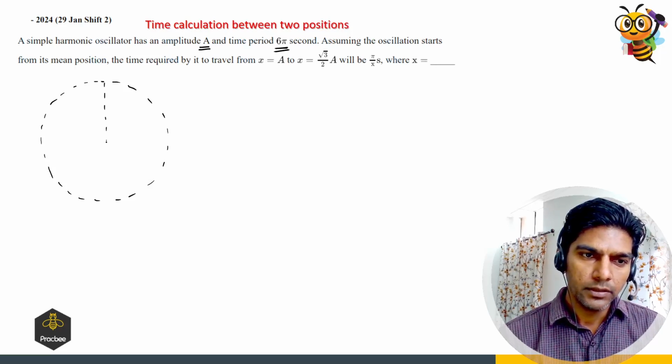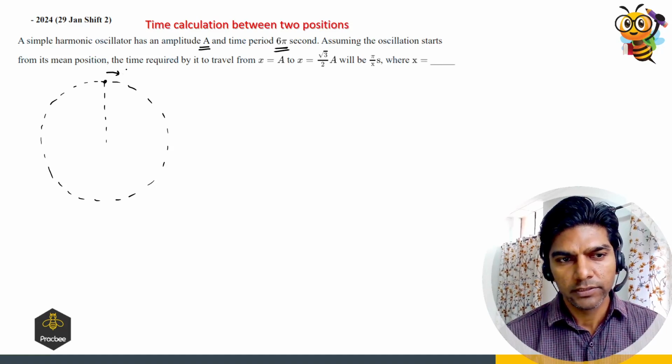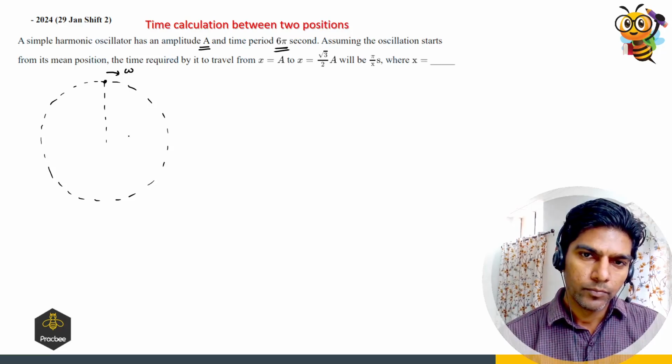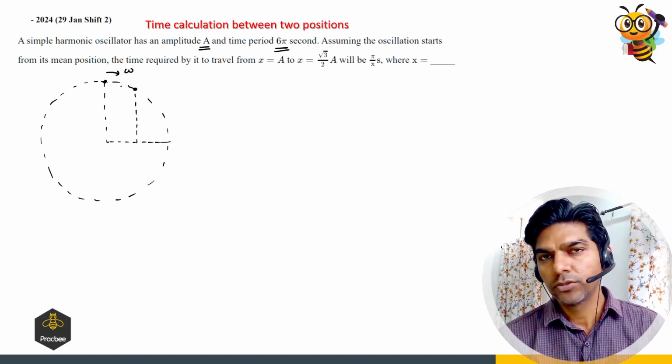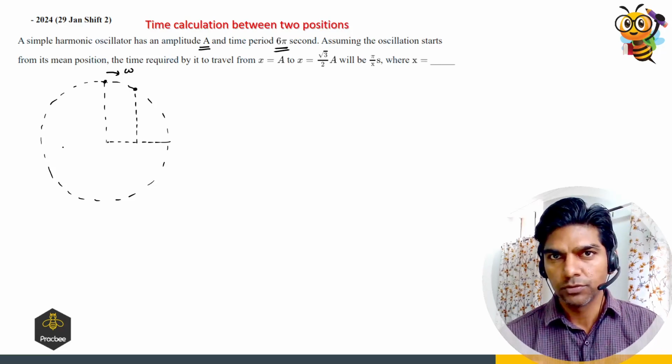So I'm taking the particle as if it is starting from the topmost point and it is going in the clockwise direction with an angular velocity omega. And we have to find the time required by it to travel from x = a to x = root 3 by 2 a. So when this particle reaches this particular point, then its projection will be this, right? So can you see the projection of this particle is undergoing simple harmonic motion. As this particle goes in the clockwise direction, the projection will go in the right direction and then again in the left direction, and it will keep on oscillating.